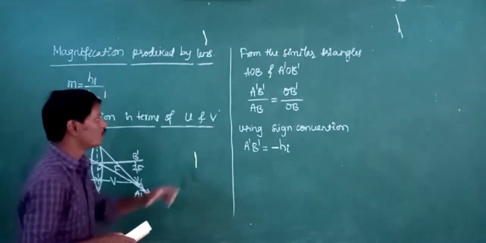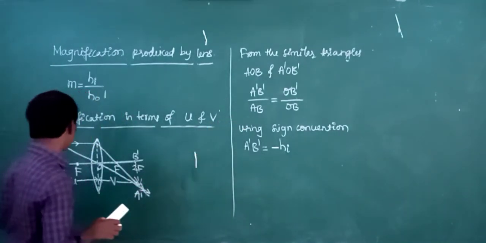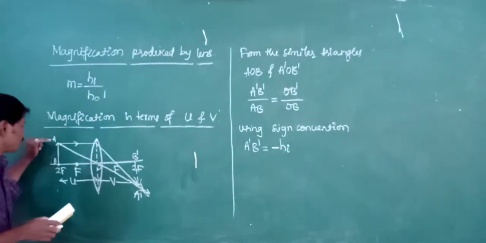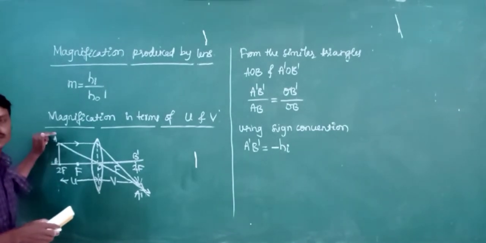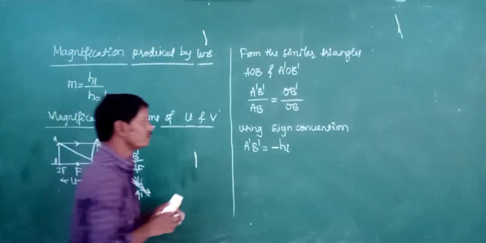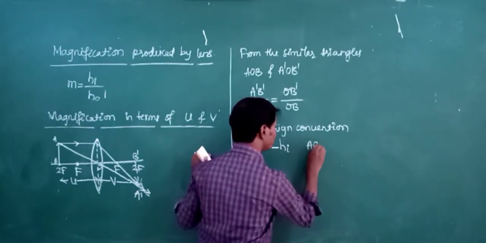Next, what about AB? AB is nothing but the height of the object, but here the object is upward, meaning the distance is measured upward. So the height is taken as positive. That is, AB is equal to plus HO.